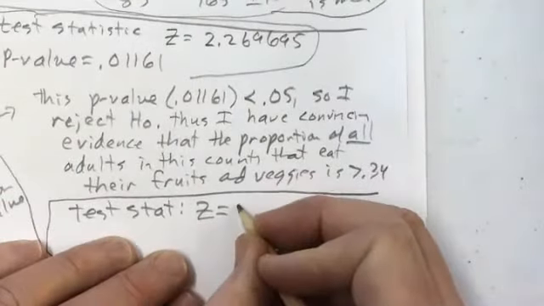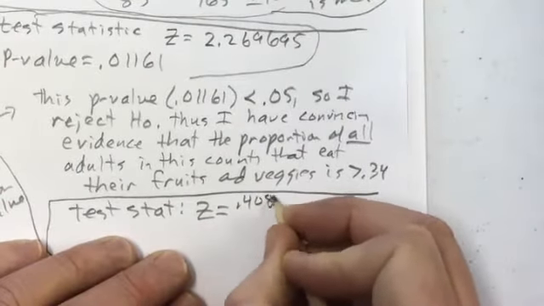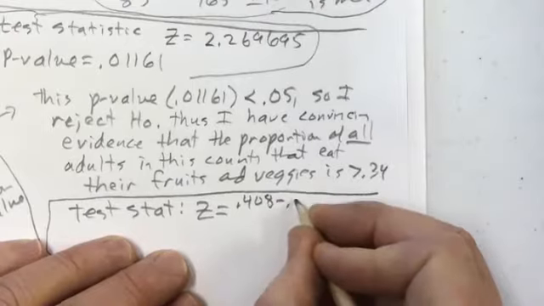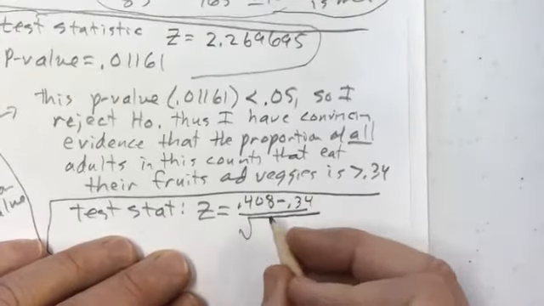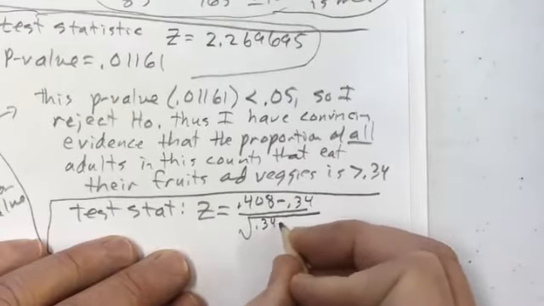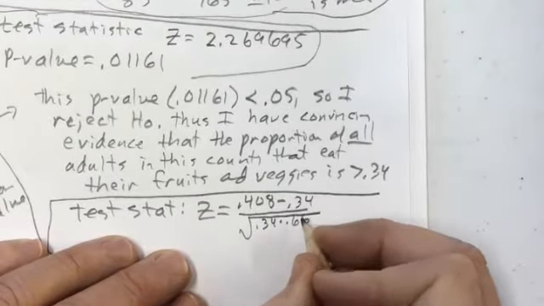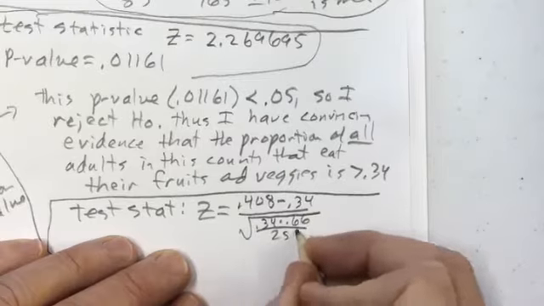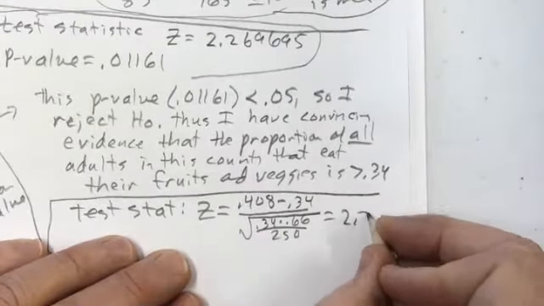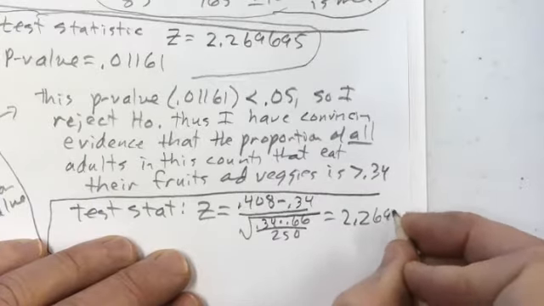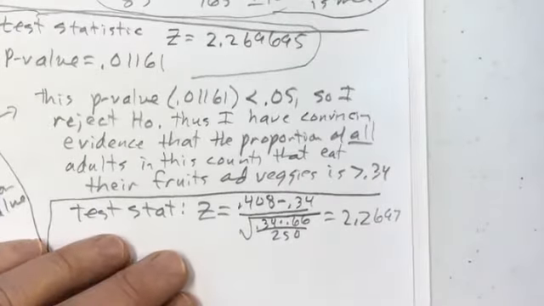it would be our statistic 0.408 minus our hypothesized parameter 0.34 over the square root of, and we're using P naught here, so that's 0.34 times 0.66 over our sample size, which is 250. And when we do that, it is equal to about 2.2697, let's say. That's what that's equal to, okay?